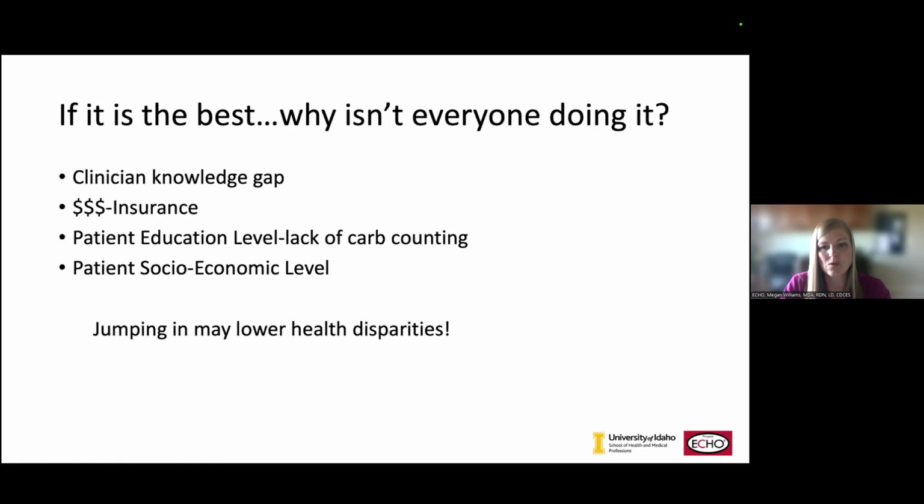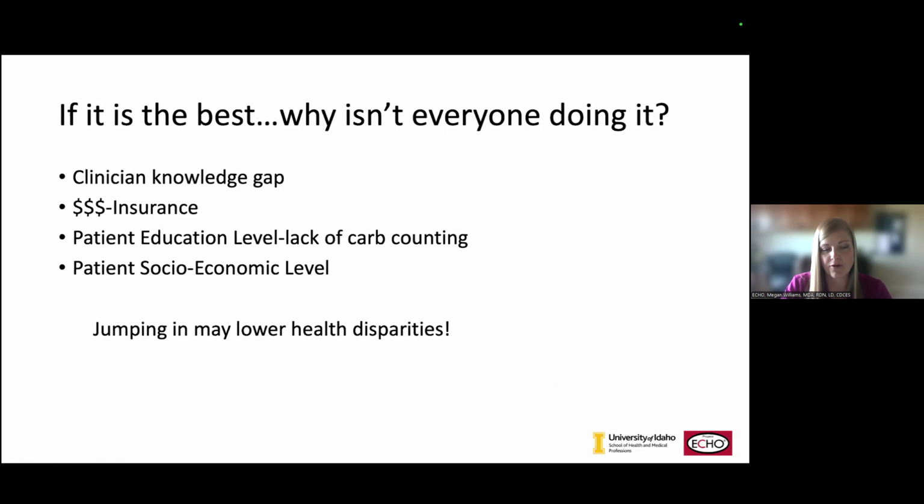So if it's best, why isn't everyone doing it? Well, one of the biggest reasons that we understand is a clinician knowledge gap. That's why we're here. And this isn't saying that we need, well, we do need more endocrinologists, by the way, but we don't need everyone to be an endocrinologist. We need everyone to be an advocate. Other things that get in the way are finances and insurance. I know from our previous presentations, this is a specific focus of this group that has to be addressed.